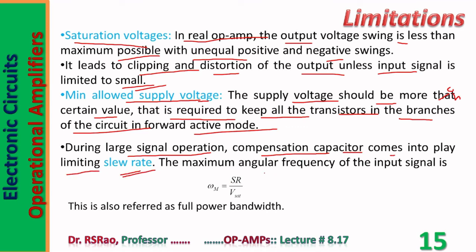The maximum angular frequency of the input signal is given by this formula. Omega m is SR, the slew rate, divided by V sat. This is also referred to as the full power bandwidth. Omega m is the full power bandwidth. It is equal to SR, slew rate, by V sat.